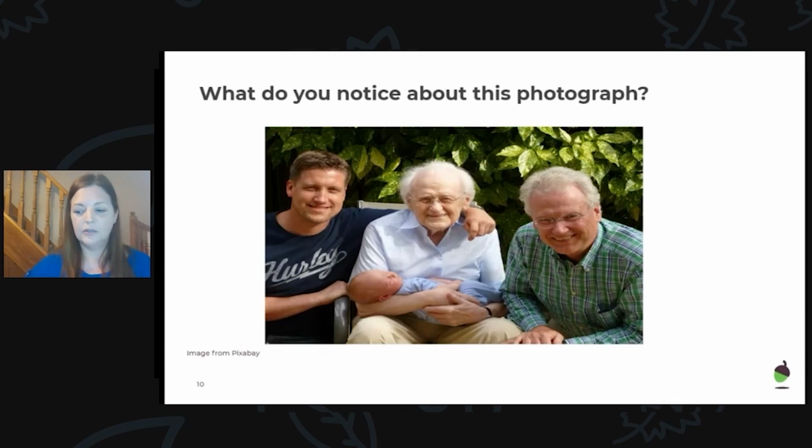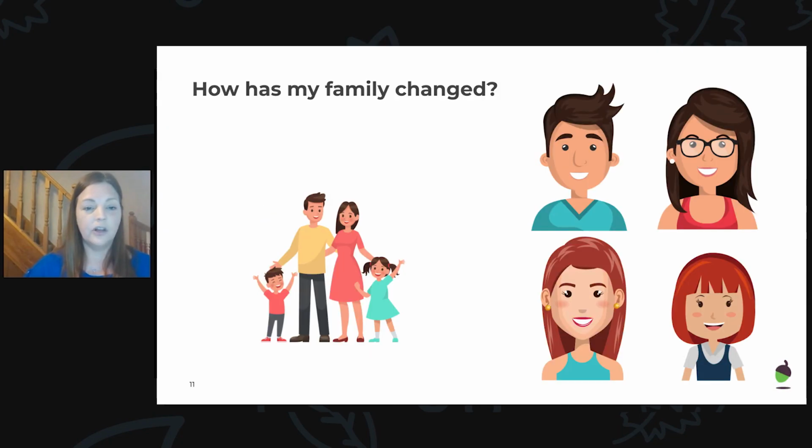Let's see what else you might notice. I can see that this family have changed over time. The man in the blue t-shirt was a little boy once, and he's grown up and had a child of his own. Let's move on. I'm going to show you a picture of my family. I wonder if you can notice how my family has changed.